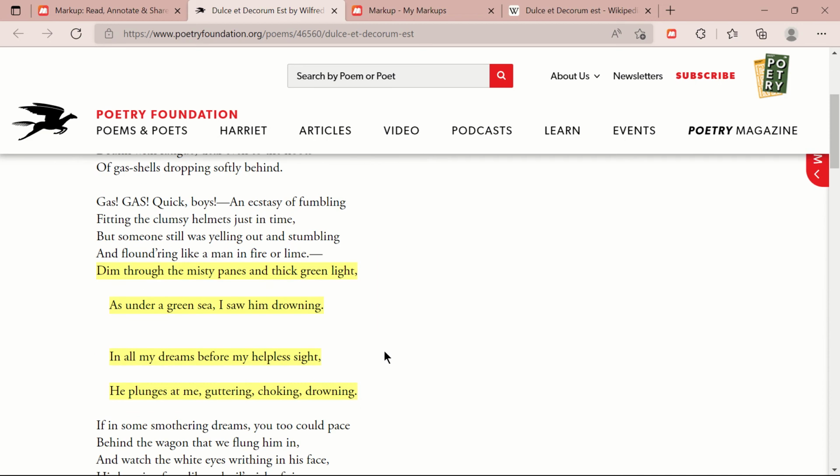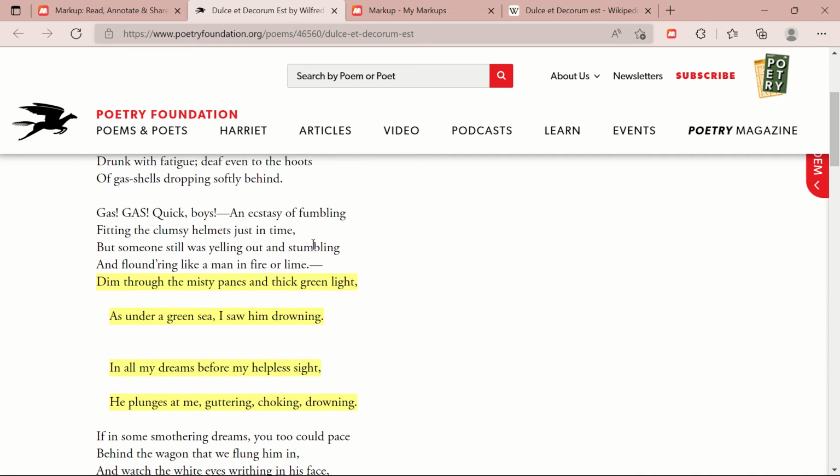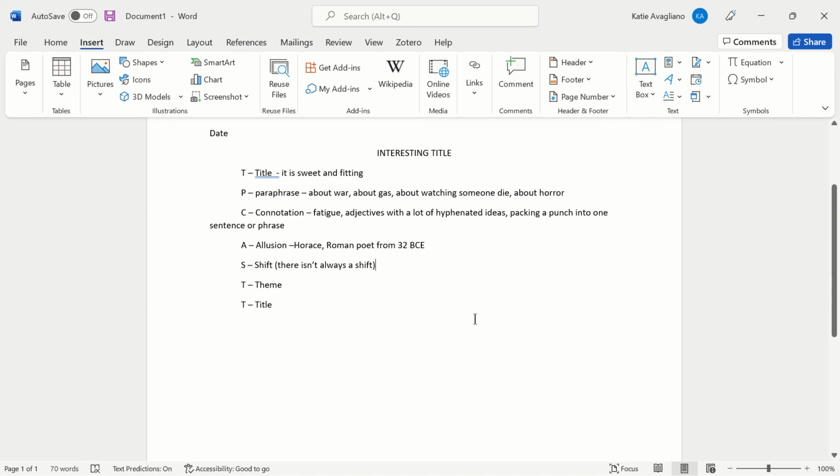And our author draws our attention to it in a couple of different ways with the rhyme scheme, but also with just the way that it looks on the page. He wants us to know that this is where we should be looking. So let's write that down. It doesn't quite fit under shift, but that's where I'm going to put it. Rhyme scheme and visual of the poem changes when a fellow soldier dies.